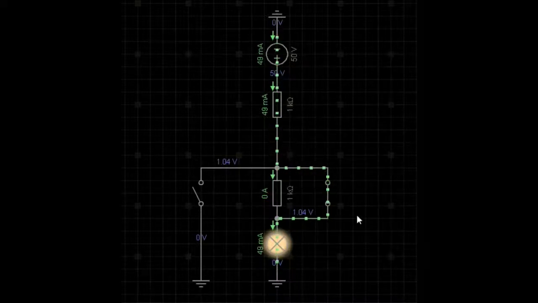So that's a summary of a short circuit. We have current going where it's not supposed to go, usually short circuiting a resistance of some description, and that leads to an increase in current flow in the circuit.